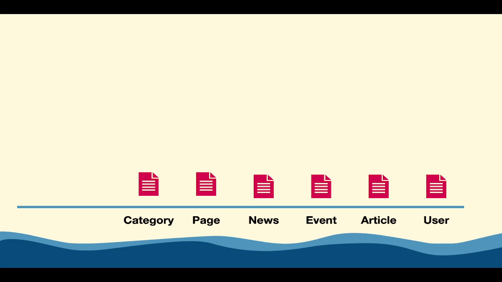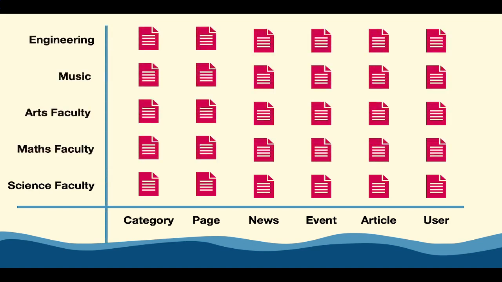But the University of Limerick had one Drupal 7 site per faculty. So this is just one faculty, and they had about 50 faculties. So you can see how the number of these migrations just mushrooms. If I had 20 things along here, 50 sites, immediately I'm up to 1,000.